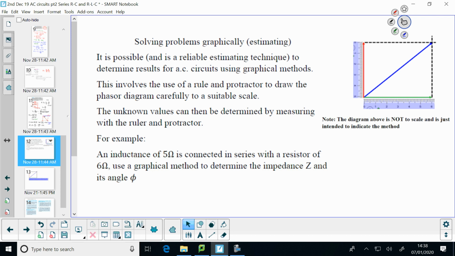So for example, a 5 ohm inductor connected in series with a resistor of 6 ohms. Use a graphical method to determine impedance Z and its angle theta. First of all, before I demonstrate, because I doubt whether too many of you have got a protractor and a ruler. You might have rulers, but I doubt whether you've got a protractor. I'll demonstrate this, but first of all, please calculate the impedance and the angle of that impedance for a 5 ohm inductor and a 6 ohm resistor in series.